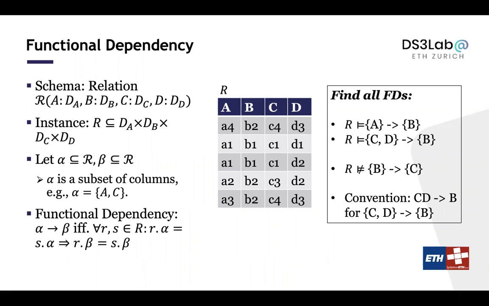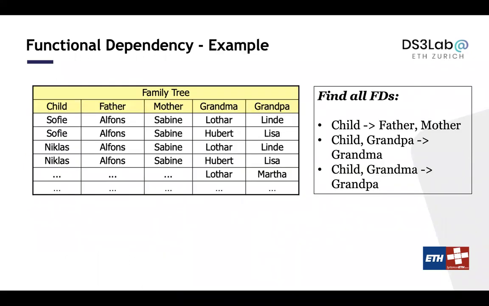So let's also talk about one notation convention, right? Sometimes when you have multiple attributes on the left-hand side or right-hand side, we just do not write them as a set. We just write them in this way, CD to B, instead of the set CD to set B. Okay, so it's just a convention of notation to make that a little bit simpler to write. Okay, so now we know what is functional dependency.